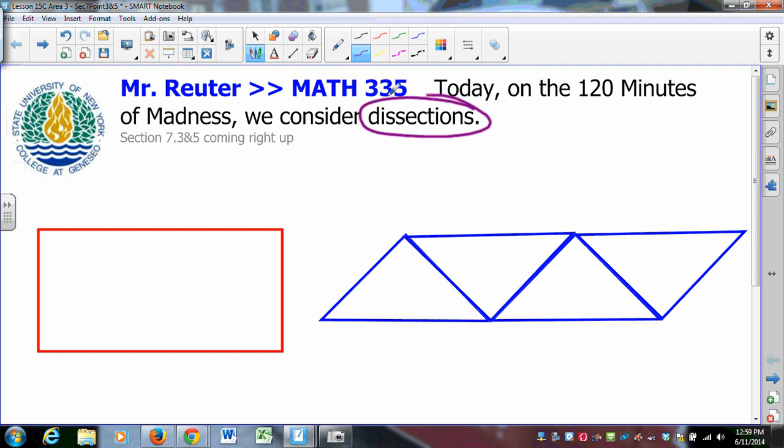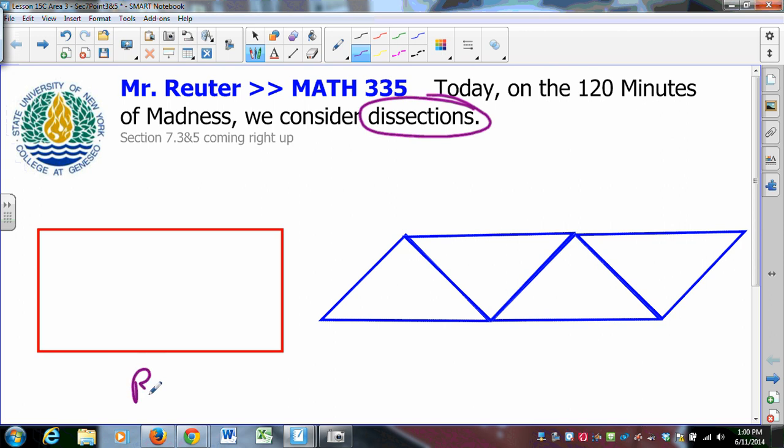Let's talk about dissections. We are going to say that two regions, two polygonal regions, are equivalent by dissection if you can triangulate both regions in such a way that the triangles in the one are congruent to the triangles in the other. In other words, if you can take the one, cut it up into triangles, rearrange the triangles, and get the other, then those regions are equivalent by dissection.